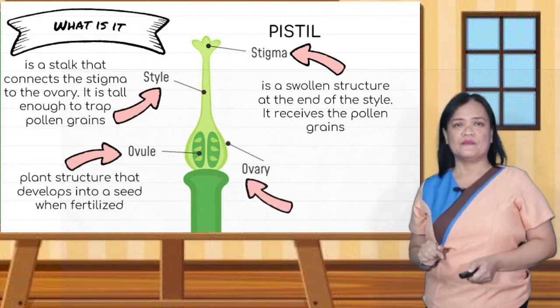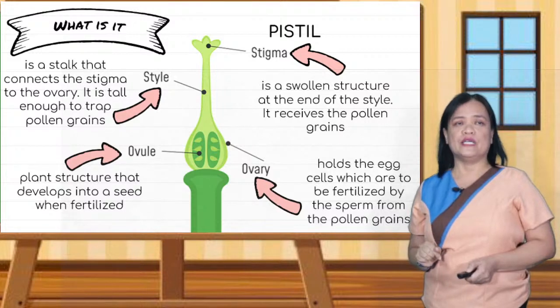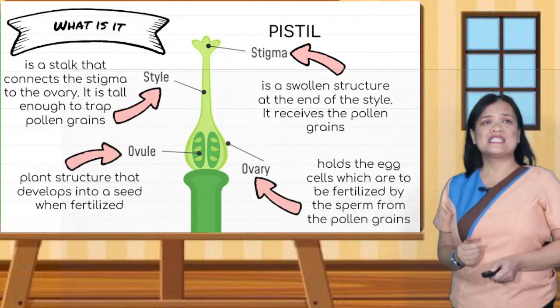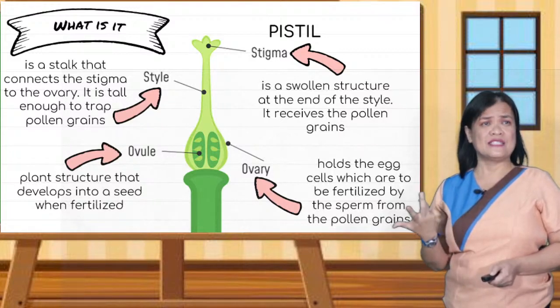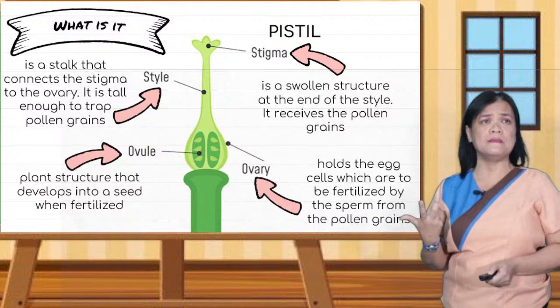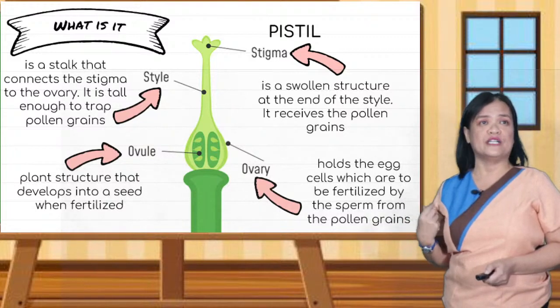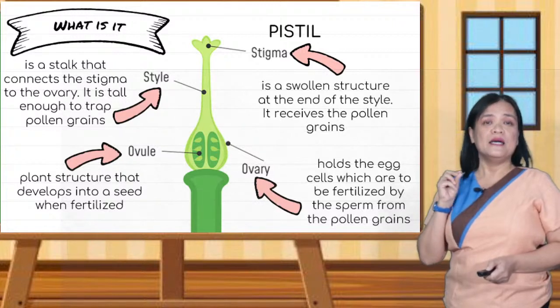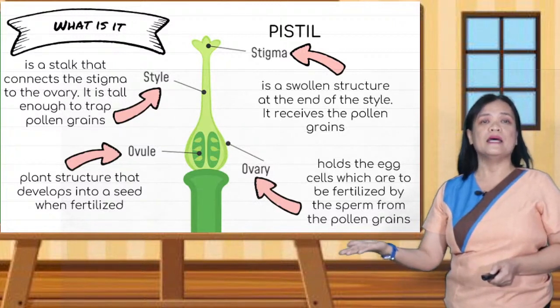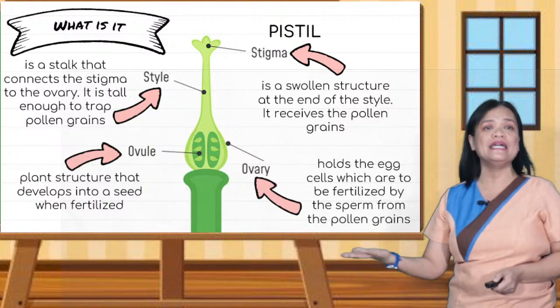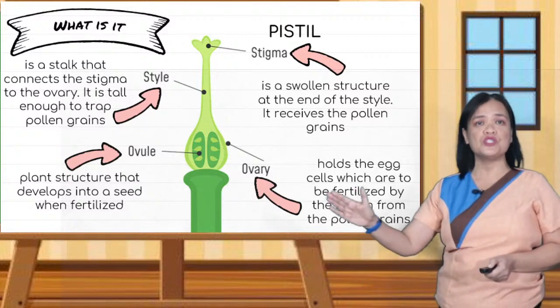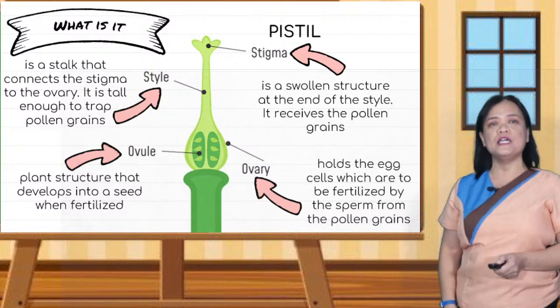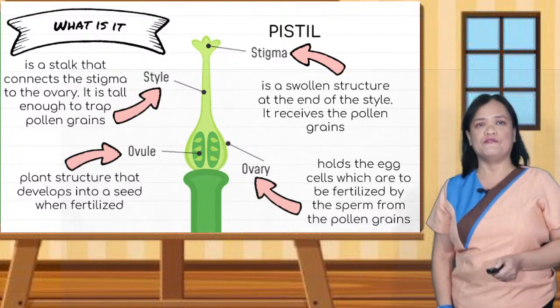The next one is the ovary. What is the function? Holds the egg cells which are to be fertilized by the sperm from the pollen grains. So, counterpart sa human reproductive system, meron din ang ovary. Okay? Nandun yung egg cell natin. Sa plant din, sa pistil, meron ding egg cell which are fertilized by the sperm from the pollen grains. So, those are the important parts of the female reproductive part of a flower.